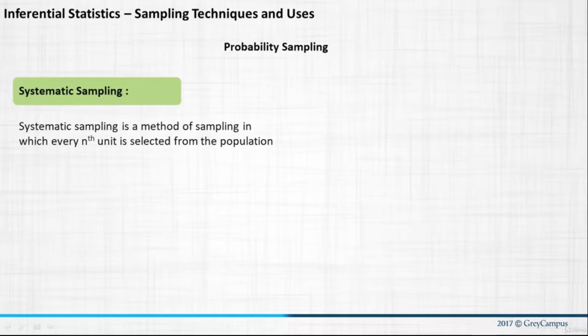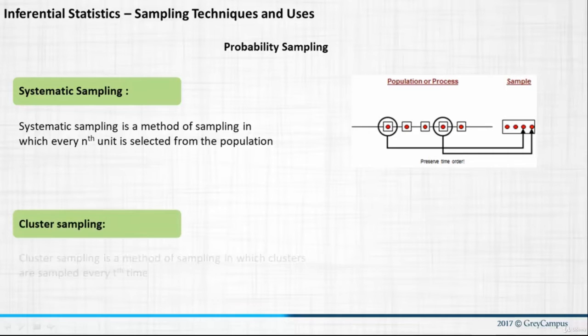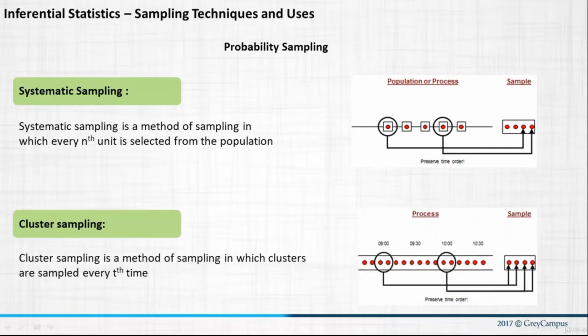Systematic sampling is where I decide, as I put the population in order, how often I am going to take an observation or a sample from it. So, for example, in this picture, it looks like every fourth unit I am collecting data on. Cluster sampling is breaking the population into time groups and then taking a certain amount of observations from each of those clusters.